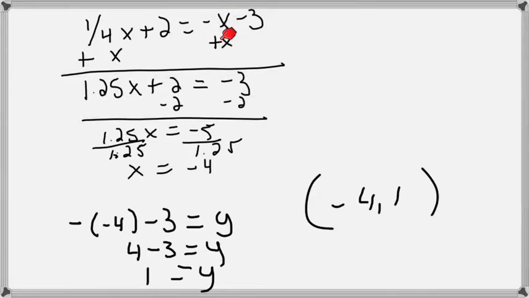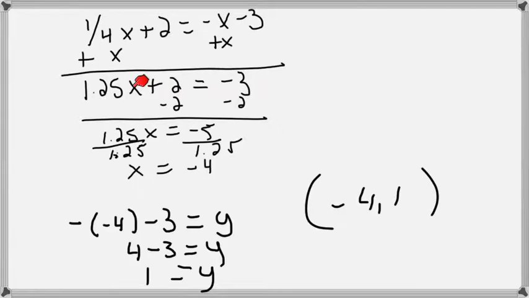And to get rid of it, I'm adding x to both sides. So I'm adding an x here, and I'm adding an x here. This cancels out, and that leaves me with just -3. Don't forget to drop your equal sign. And over here, if you add a 1x to a 1/4 x, you're going to get a 1.25x, or 1 1/4 x. Don't forget to drop down your 2.